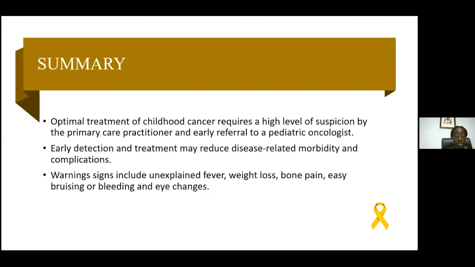So in summary, our take-home message is that for optimal cancer treatment, we have to have a high level of suspicion. They are uncommon, so it's very easy to miss. And they present with signs and symptoms that can be any infection or any disease: fever, weight loss. So you have to have a high index of suspicion, take a very good history, and refer appropriately to the pediatric oncologist so that treatment can be started early and these children will have a better chance at survival.